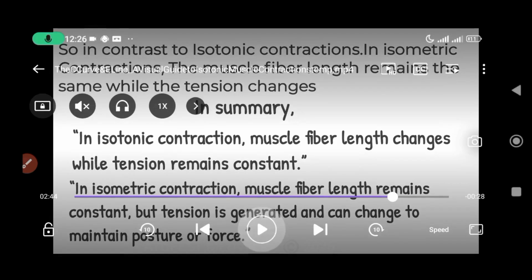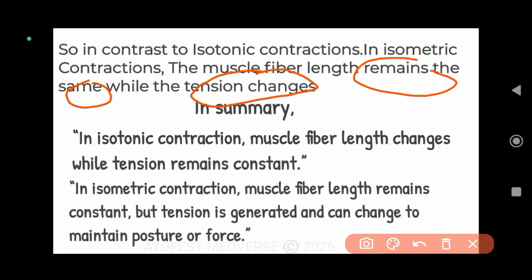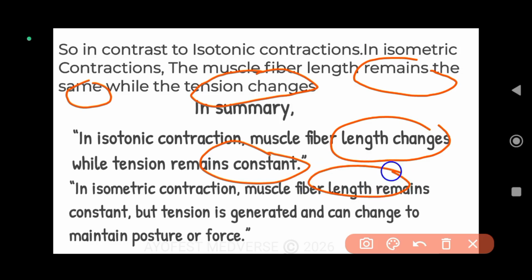Okay, so the summary of both is that in isotonic, the length changes, tension remains constant, while in isometric, the length remains constant, while the tension generated can change to maintain posture. So when you see them for the first time, what you have to think about is the breakdown of the words. That way you're going to get what they meant, which one is constant and which one is changing.